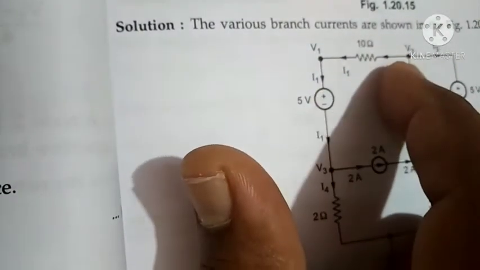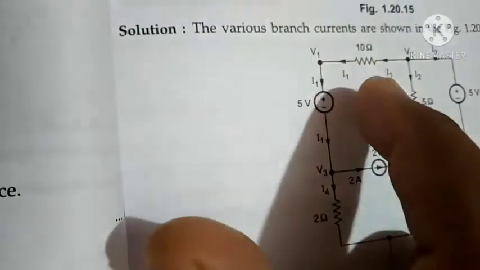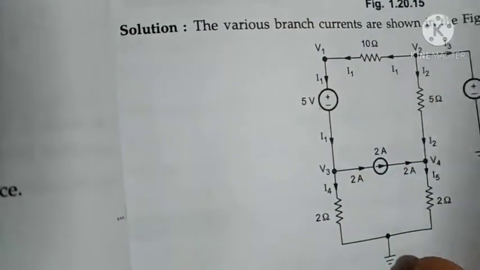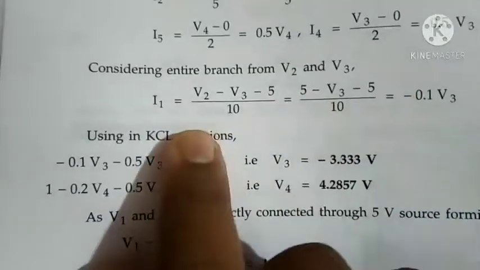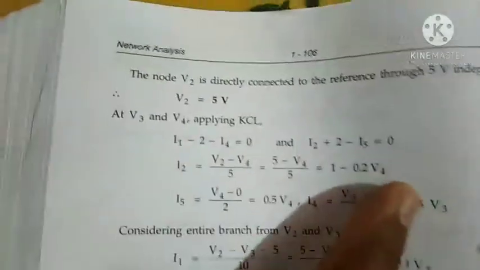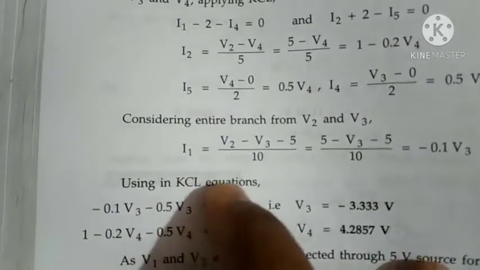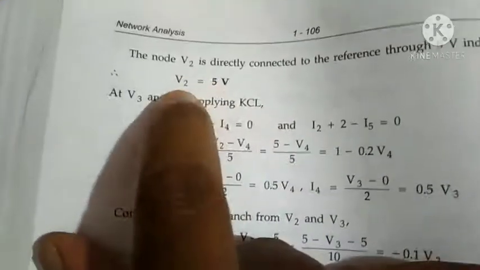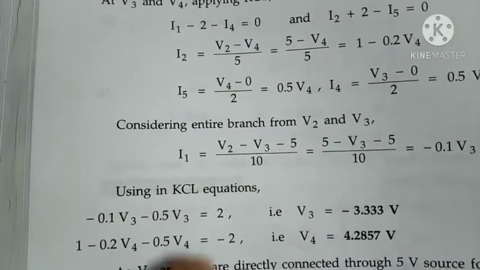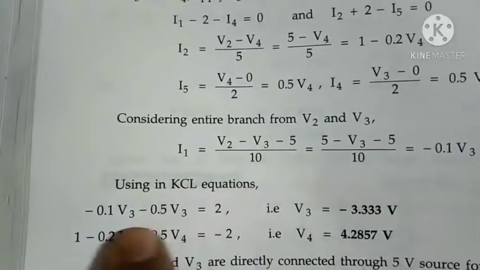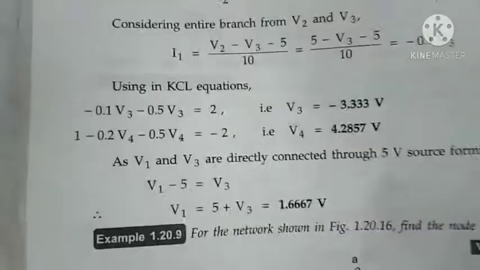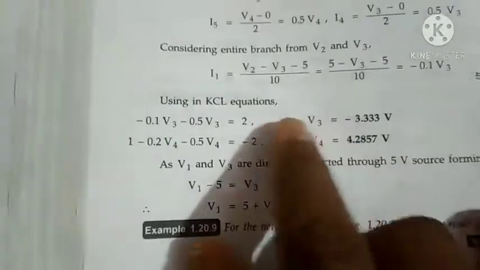The value of I1 can be given as V2 minus V1 divided by 10 ohm. So after replacing the values of I1, I2, I3 in terms of V1, V2, V3, we'll get 3 equations other than the one which we got earlier. After solving the equations, we'll get the value of V3 and V4. Using this V3 and V4 we can get the value of V1 also.